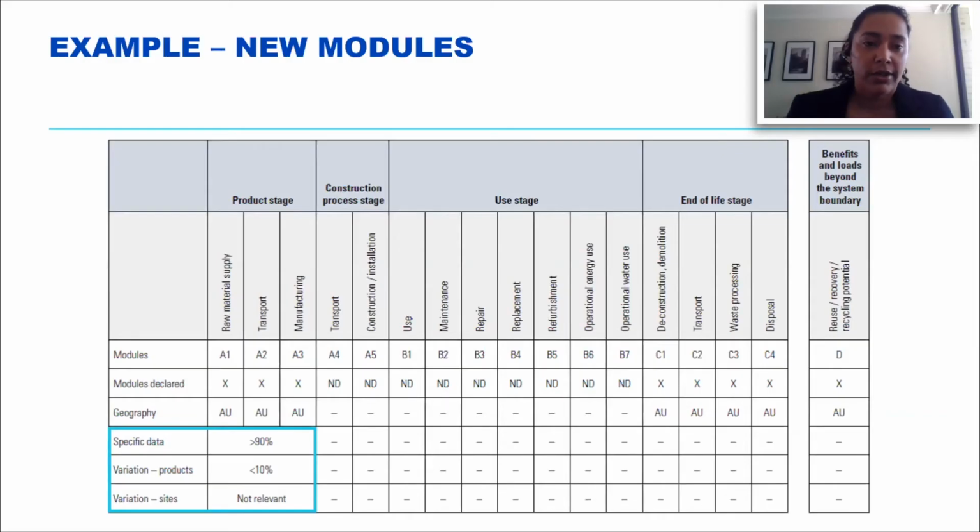And finally, we also have the amount of specific data. So how much of the data corresponds and accurately reflects our manufacturing processes. That's over 90%. The variation within the products is less than 10%. And the variation within the sites is not relevant because, as I mentioned, we only produce steel at Port Kembla at the moment.